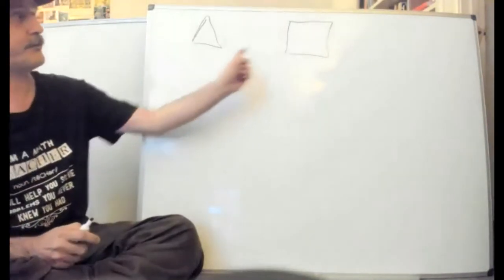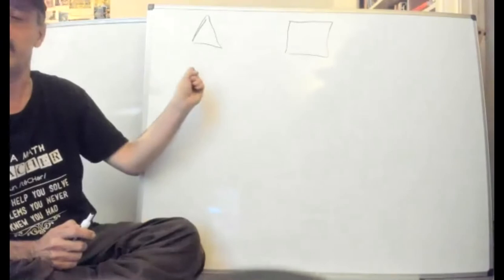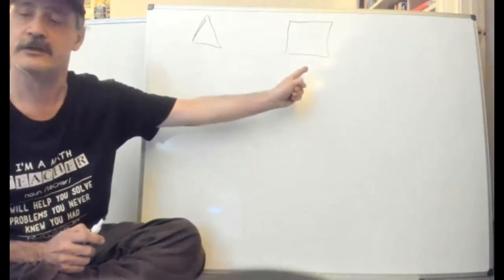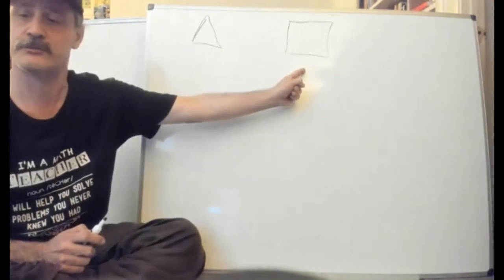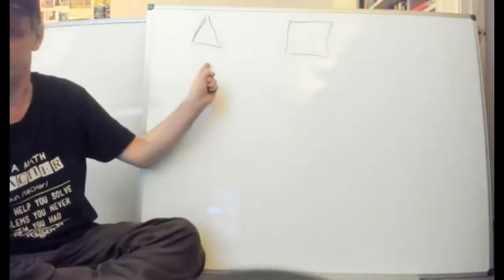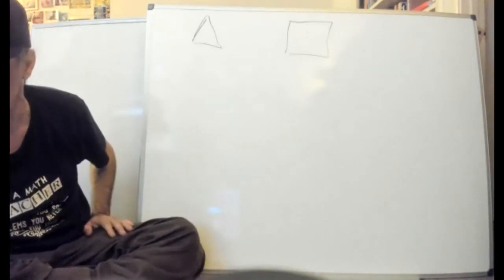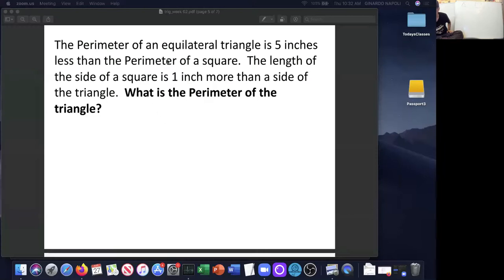So you want to compare the perimeter of a triangle to the square. Now, which one of these has the larger perimeter? Is it the square that has the larger perimeter, or is it the triangle that has the larger perimeter? Look at the problem. The perimeter of an equilateral triangle is 5 inches less.